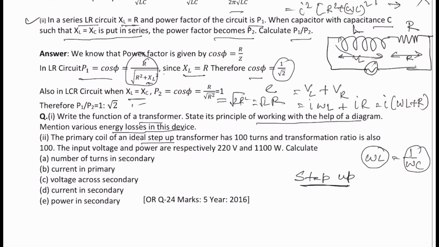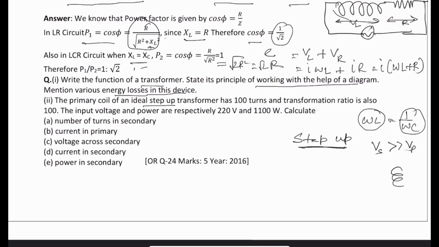So what is a step up? Step up means the voltage across the secondary coil is more than the voltage across the primary coil. How is it achieved? By keeping more number of turns in the secondary compared to the primary. This is step up. So what it does? It increases the voltage of the primary to a very high value, and the current becomes less. In the primary, current is more, and in the secondary, the magnitude of current will be less, but voltage will be high.